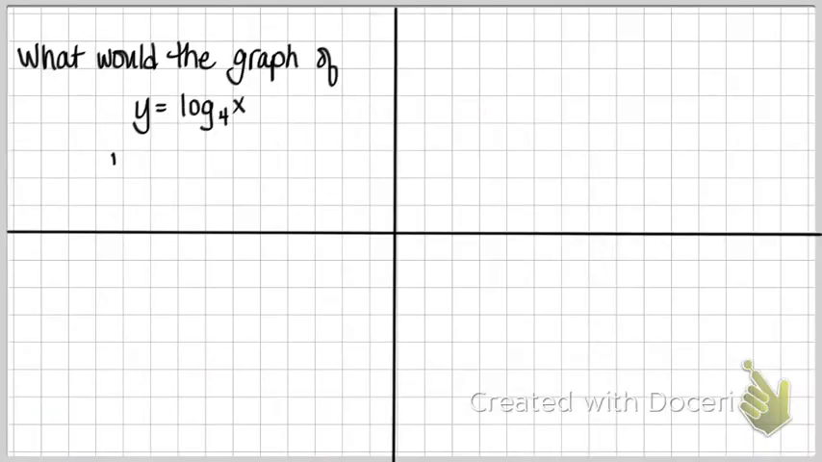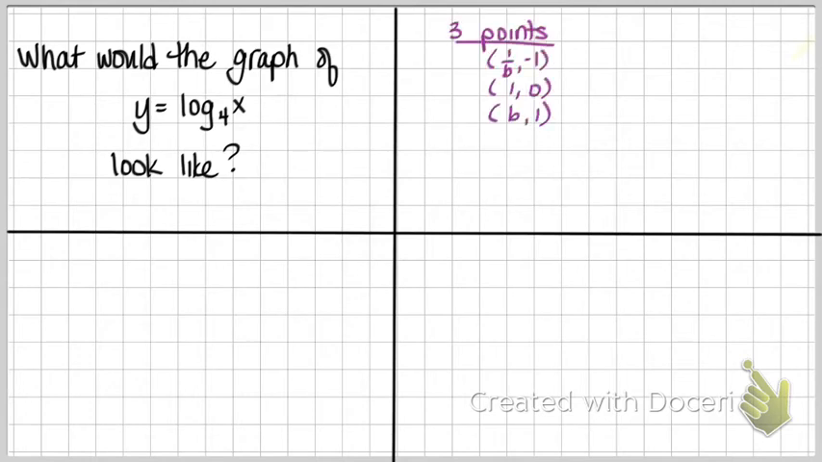So if it were log base 4 of x instead of log base 10 of x, what would it actually look like? Well, we start building with those same 3 points. The b value is 4. That's the base of the log. It's the base of the exponential this is the inverse of. So we'll replace b in that 3-point cookie cutter with 4. So we get the points (1/4, -1), (1, 0), and (4, 1).